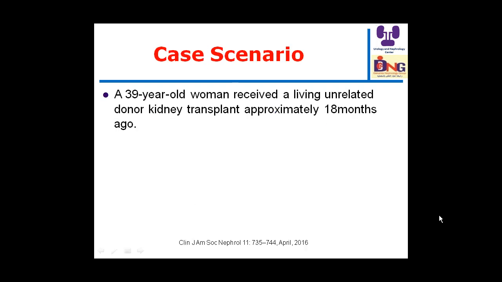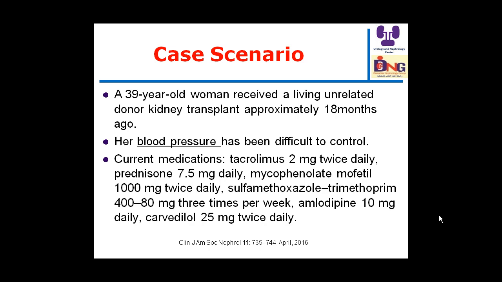This is a 39-year-old woman who received a living unrelated kidney transplant and was followed for 18 months. Then the patient presented with hypertension, blood pressure difficult to control. Okay, so this is the most important clinical presentation, hyperkalemia. Medications included tacrolimus, mycophenolate, sulfamethoxazole, trimethoprim, amlodipine 10 mg, carvedilol 25 mg per day.